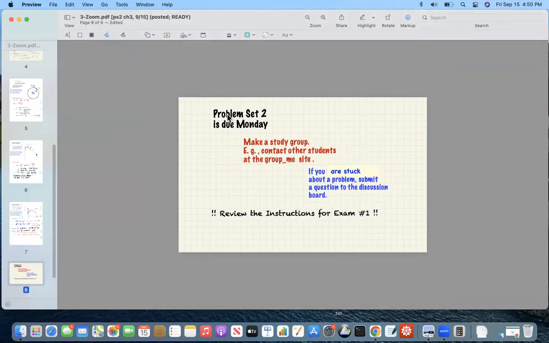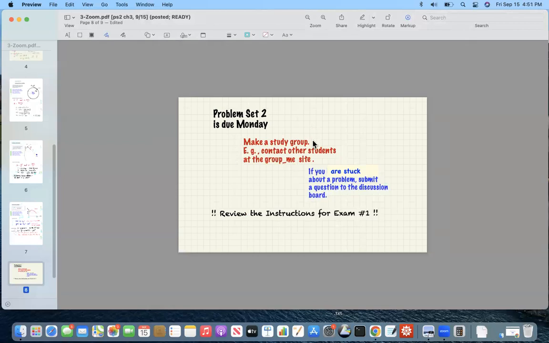Problem set 2, that's the problems for chapter 3, is due Monday. Some people have already done some of them. You can work on them during the weekend and all day Monday, but don't leave them all till Monday. I mean, do a few each day. So do some more Saturday and some more Sunday and finish them up on Monday. Don't try to do them all on Monday because it's a long assignment.